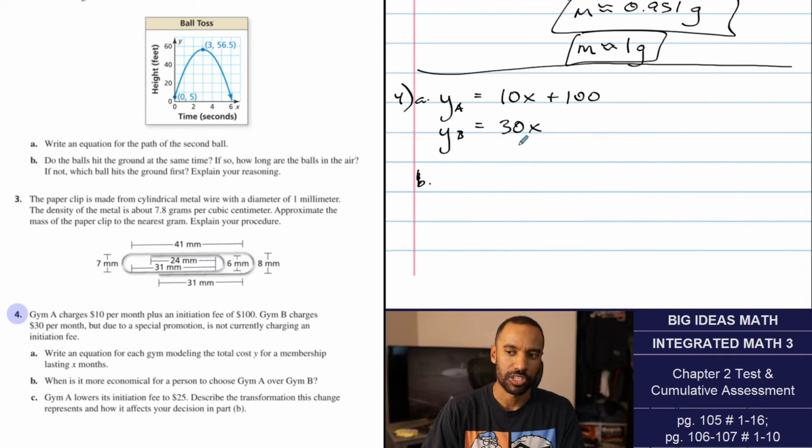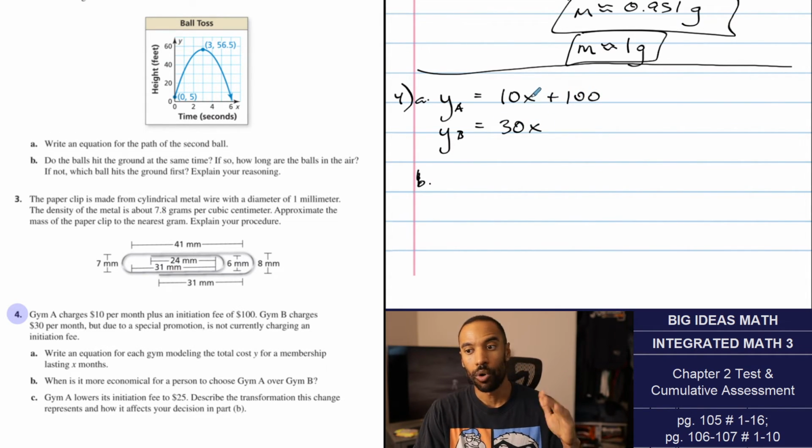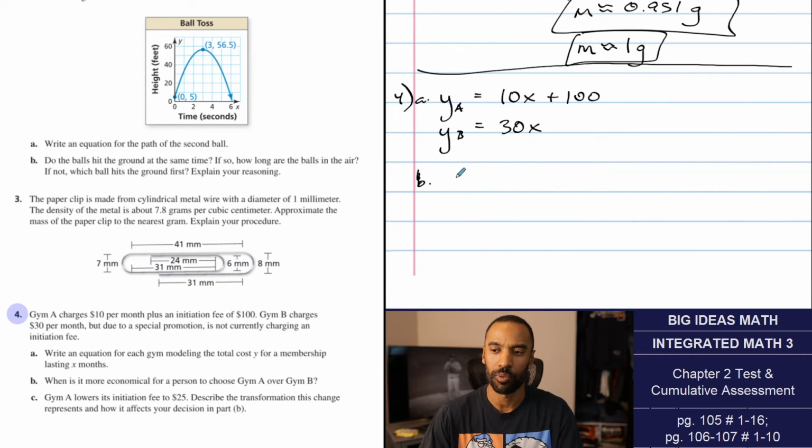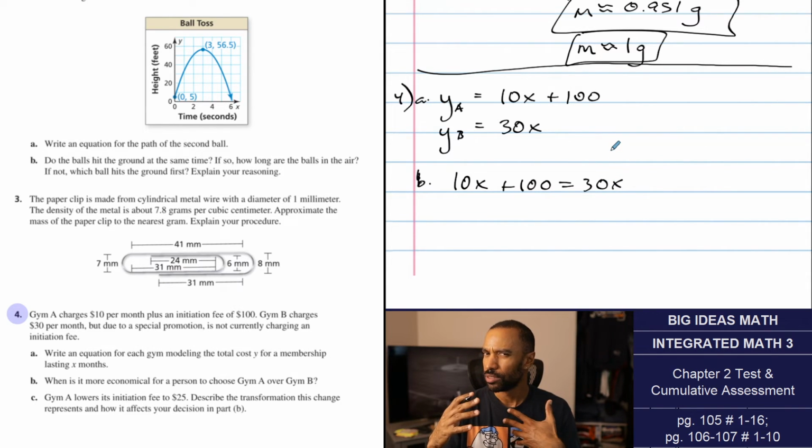See, you're spending less on Gym B to start off with, because you start off with a $100 cost. If you go 1 month in on Gym A, you're $110 deep. 1 month in Gym B is only $30 deep. You could do a table to figure these out, but what I really should do is just set these equal to each other and find out for what value of X, at what month are they equal, basically? Or does one surpass the other?